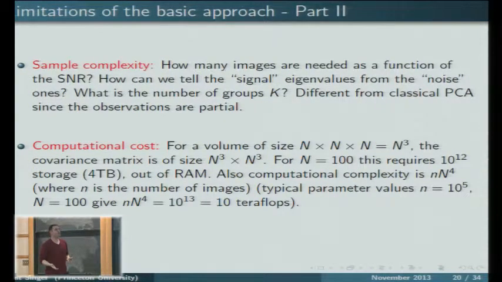Then there is the question of sample complexity. How many images do I really need? If I look at the spectrum of this sample covariance matrix, can I tell the signal eigenvalues from eigenvalues that are due to noise? Because we have to tell the biologist, this is true variability of the molecule, and this is just due to noise. It's an artifact, it's not really there. We want to tell them how many groups are actually there, and so on.